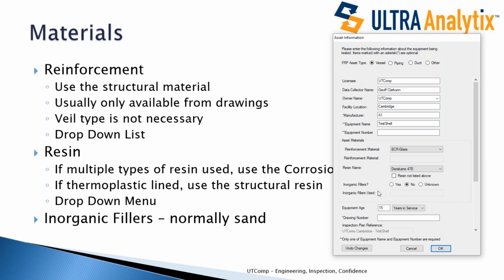The other thing, and we ask about inorganic fillers. An inorganic filler is something like some pipes include sand in the middle, and it's used for some structural reasons. As well, in the corrosion barrier, there may be some material called silicon carbide or silicon dioxide. It's for abrasion resistance, and those are important pieces of information to have.